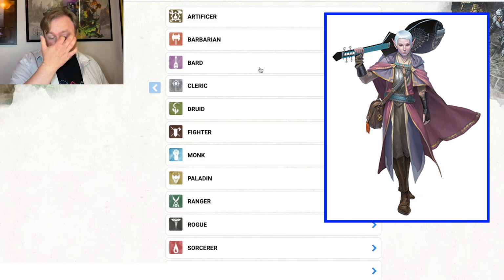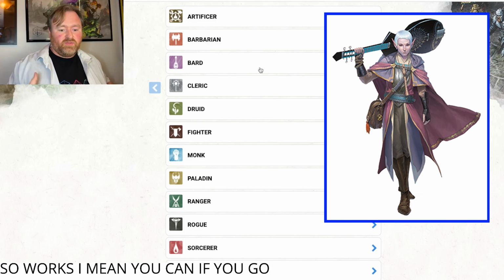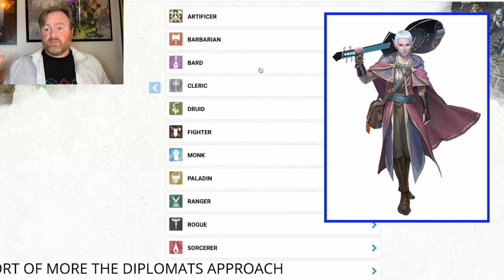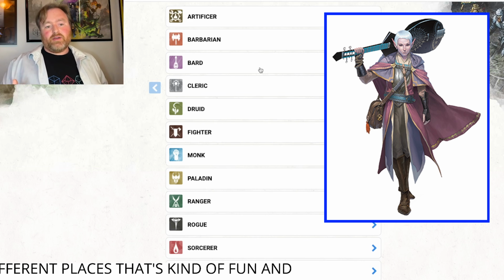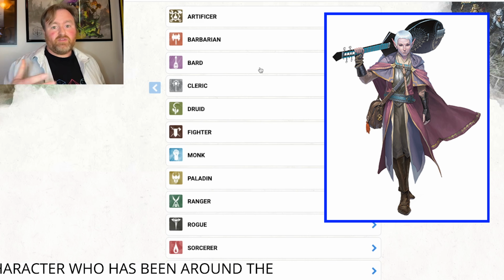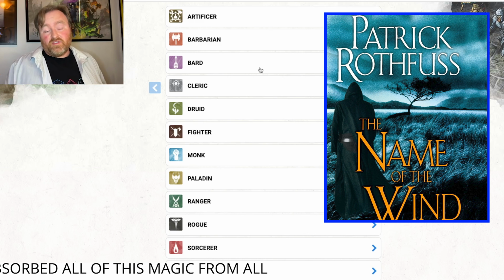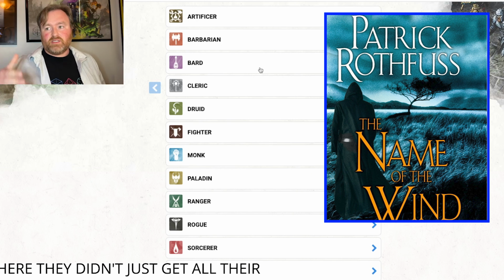Bard also works. If you go sort of more the diplomat approach and give them sort of magic that they've picked up from all these different places, that's kind of fun and esoteric, right? And you take this character who has been around the block for so long that they've absorbed all of this magic from all these different places. Almost like Kvothe from The Name of the Wind, where they didn't just get all their magic from one place, they got it from a bunch of different places along the way.